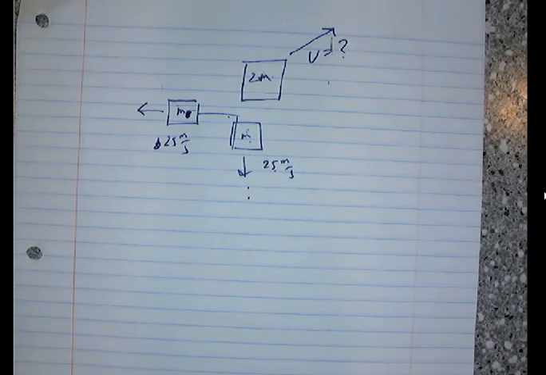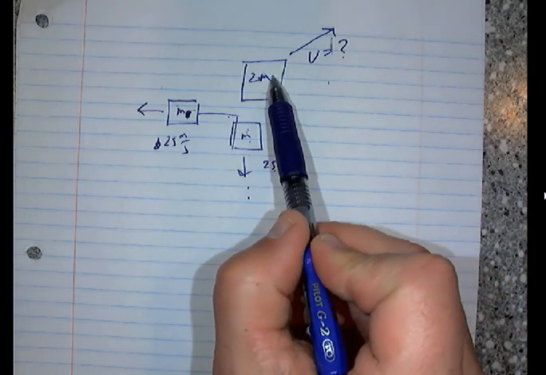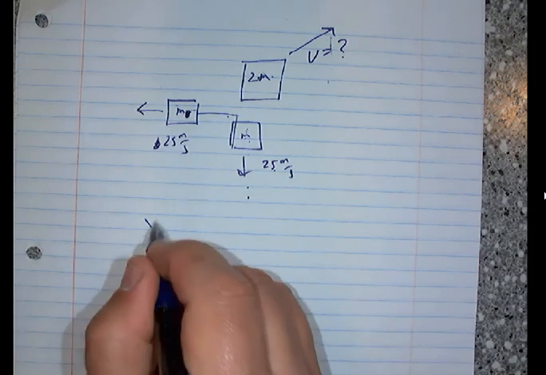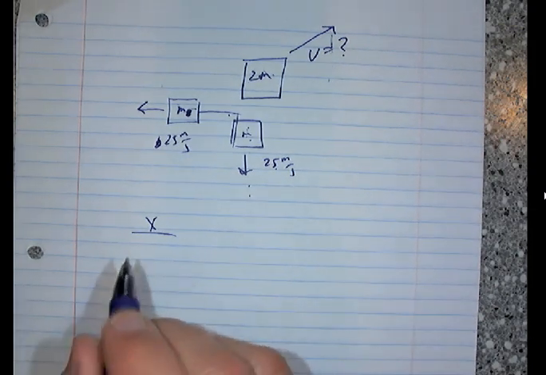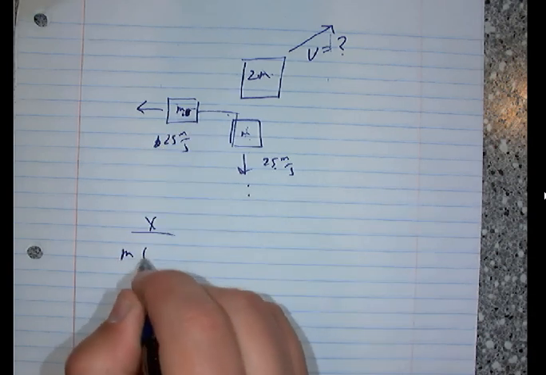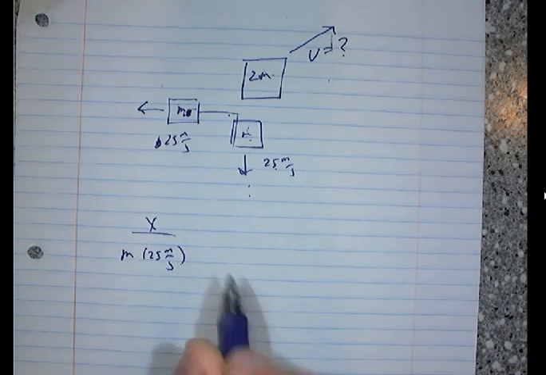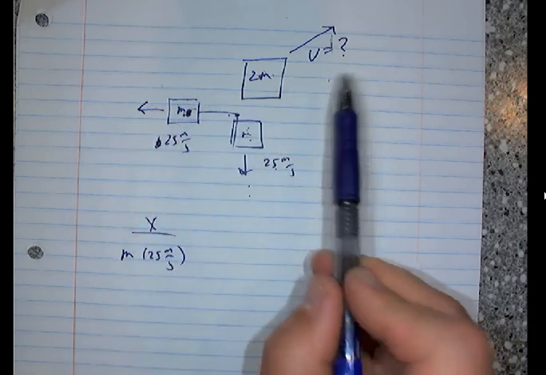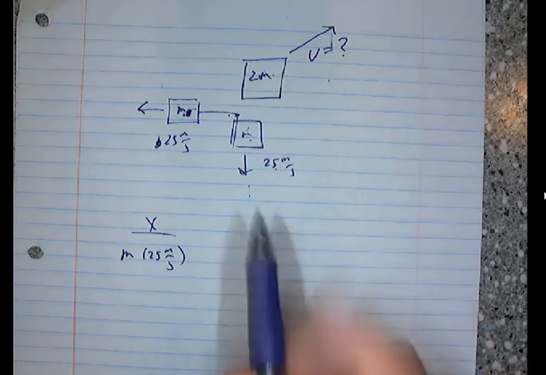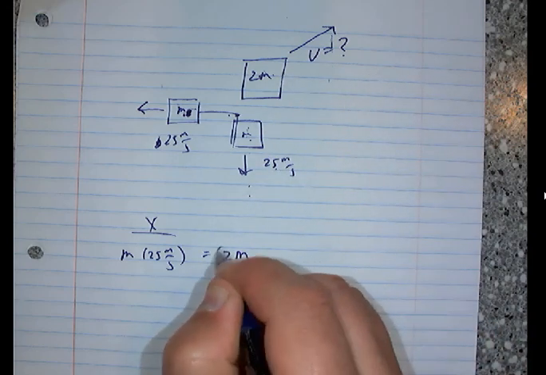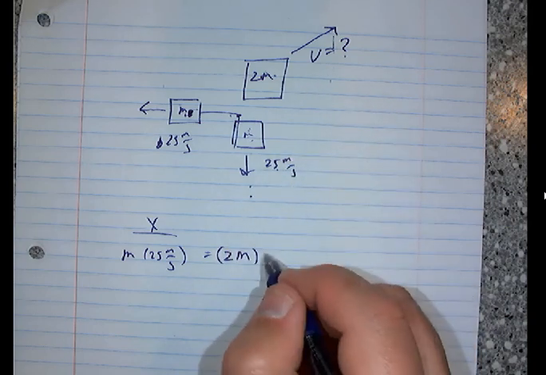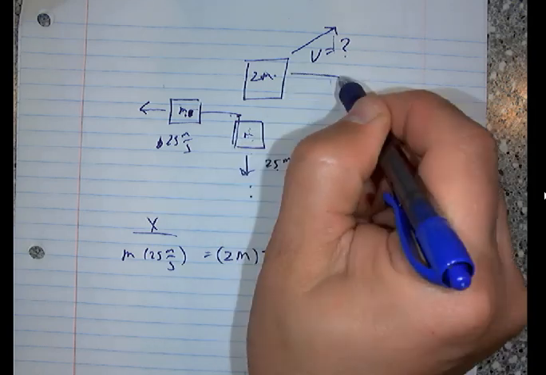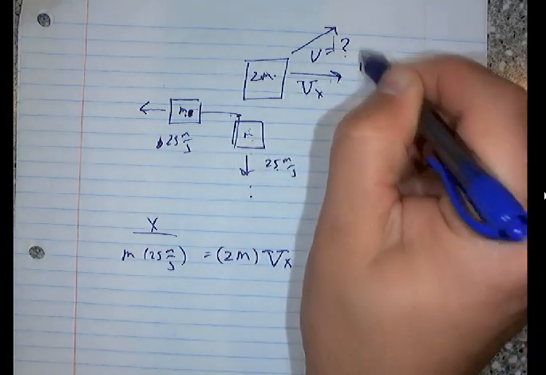So we can figure out how much momentum this one has going this way, and because we know it's equal to that one. So let's look at the x direction first. So we've got an m times 25 meters per second. That's the momentum after the collision this way. It's got to be equal to the same momentum of this one in the x direction afterwards. And this one is 2m, and then times whatever speed we have in the x direction for this one. Remember, this is the overall speed. It's got an x part and it's got a y part.